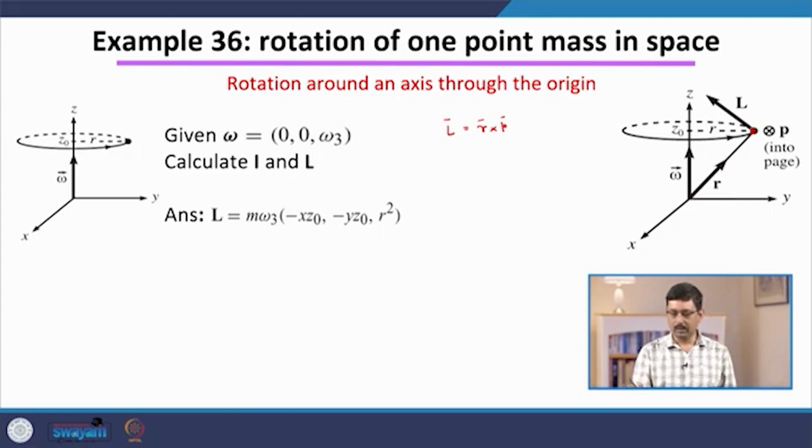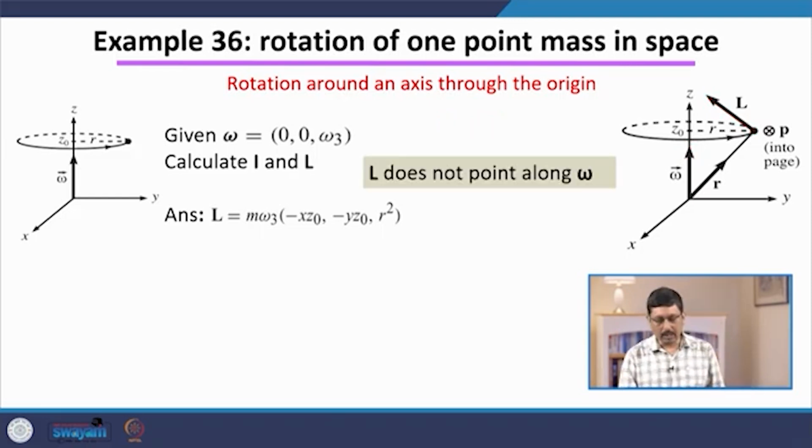So, then the r cross p at this instant is pointed in this direction, whereas the angular velocity is pointed along the z axis. So, this is a strange fact that angular velocity and angular momentum need not be in the same direction. So, let us now work out how it is possible. Let us work it out in detail.